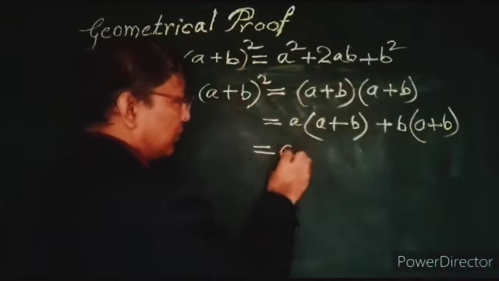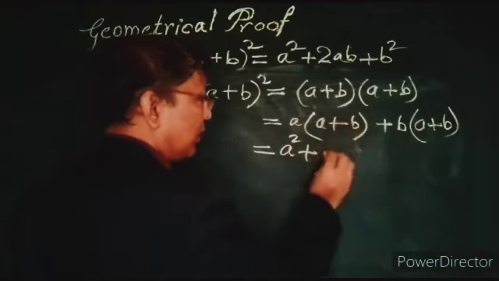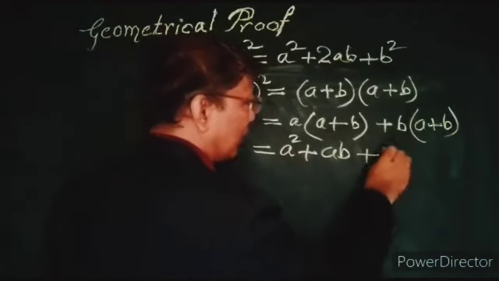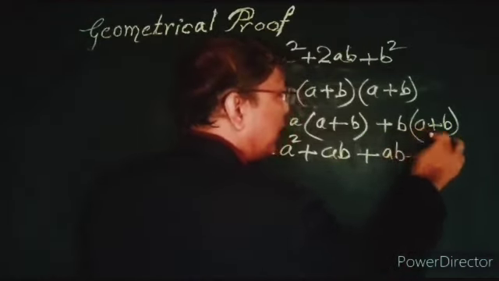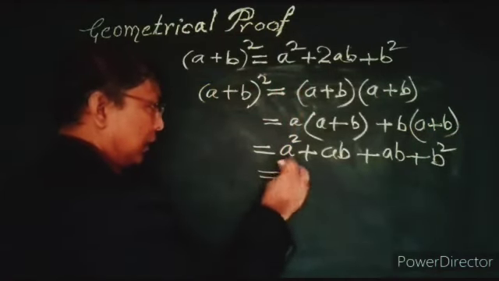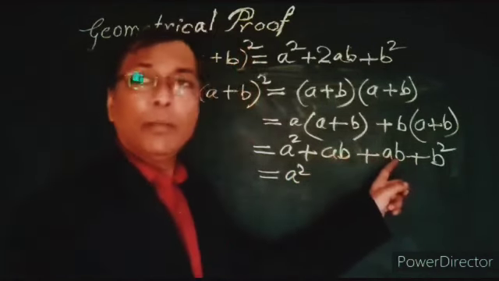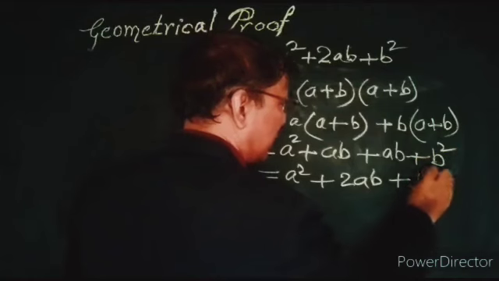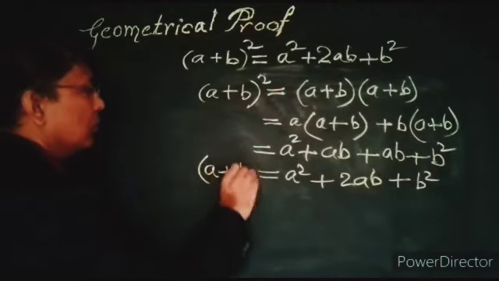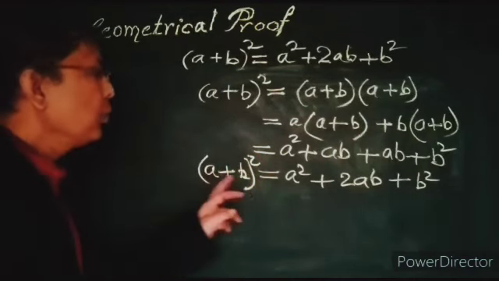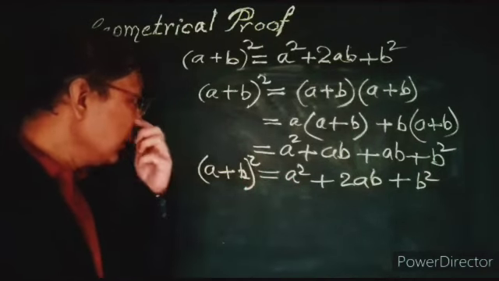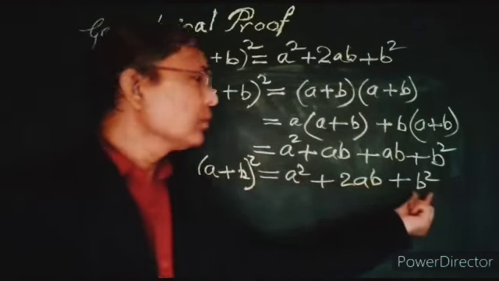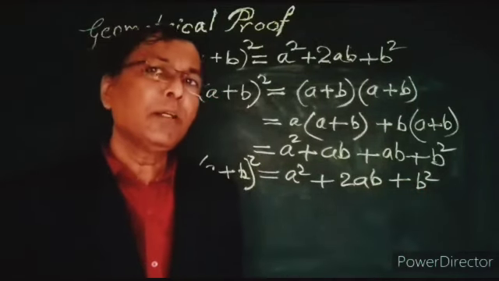Now a into a is a square, plus a into b is ab, plus b into a is ba. Alphabetically if we write, that becomes ab, plus b into b is b square. We have similar quantities, ab two times, so we write 2 times ab. A square plus 2ab plus b square. In this way, we can prove a plus b whole bracket square equals first term square plus 2 times the product of first and second term plus second term square.